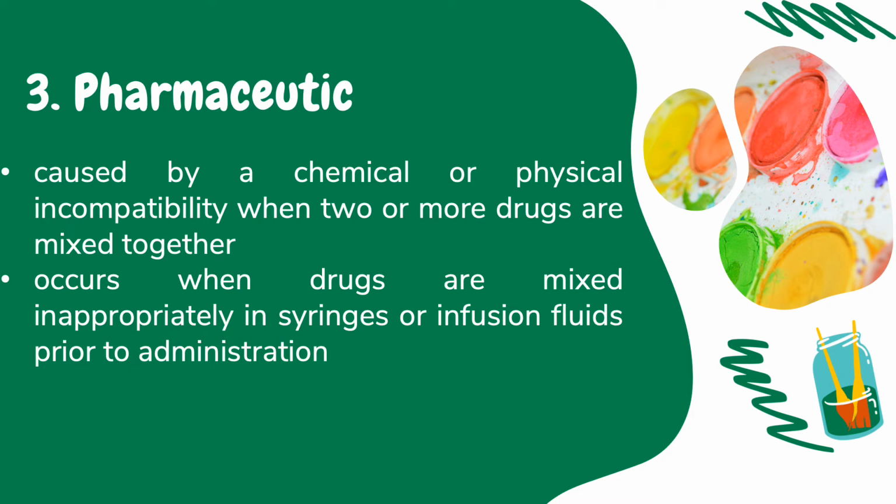The third form of pharmaceutical incompatibility is pharmaceutic. This is caused by a chemical or physical incompatibility when two or more drugs are mixed together. This occurs when drugs are mixed inappropriately in syringes or infusion fluids prior to administration.